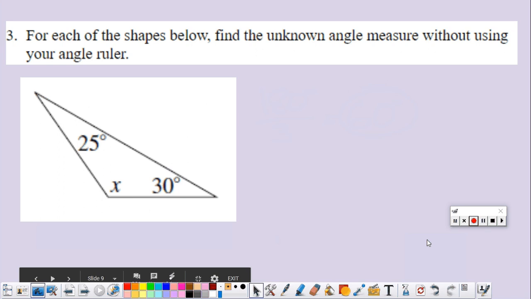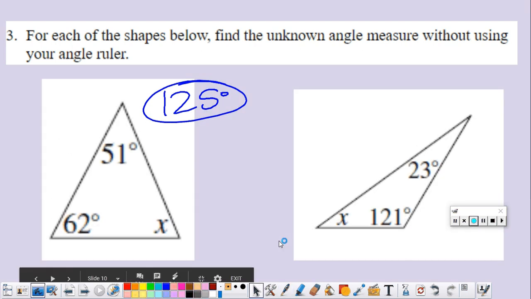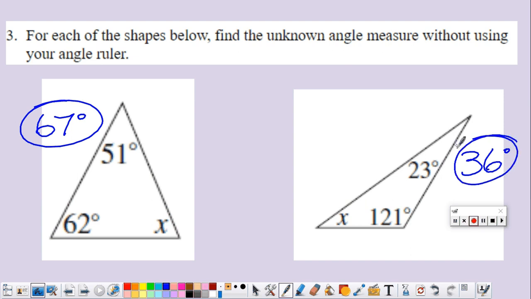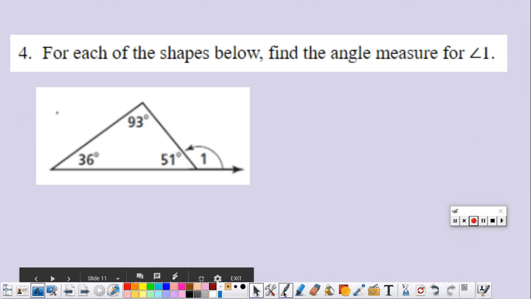All right, what about this one? Same thing, right? Okay, what did you get for the missing angle? 125. Okay, add the 25 and 30, subtract it from 180, and you get 125. Okay, and then the last two, what'd you get for the one with 51 and 62 degrees? 67 degrees. Very good. And then this last one. 63 or 36? 36. Very good.